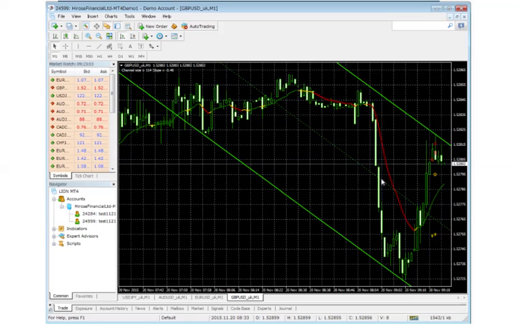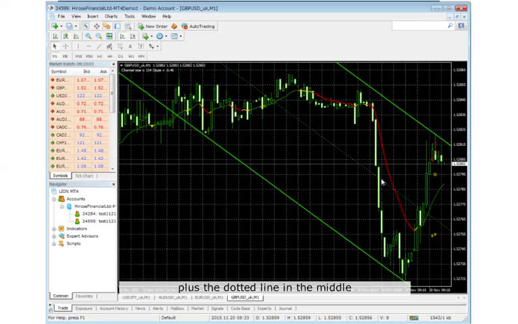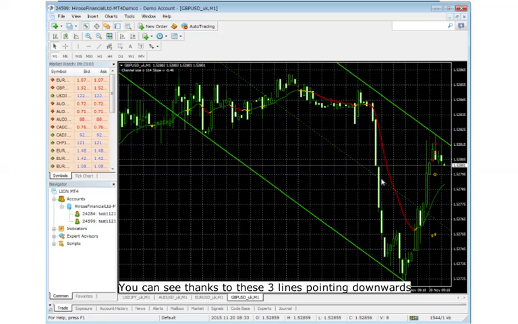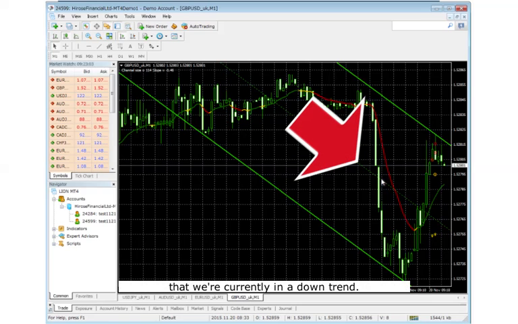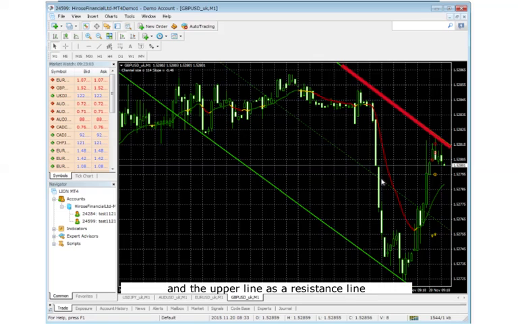The T-Channel indicator are the 2 parallel green lines above and below the candlesticks, plus the dotted line in the middle. You can see, thanks to these 3 lines pointing downwards, we are currently in a downtrend. The lower line of T-Channel also acts as a support line and the upper line as a resistance line.